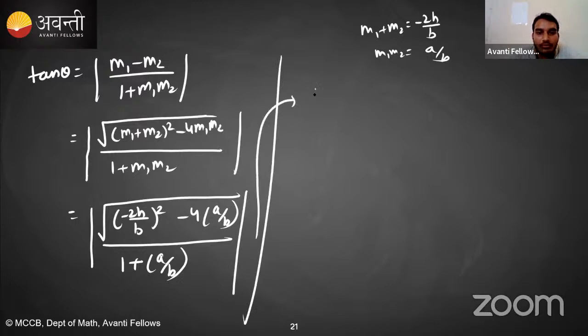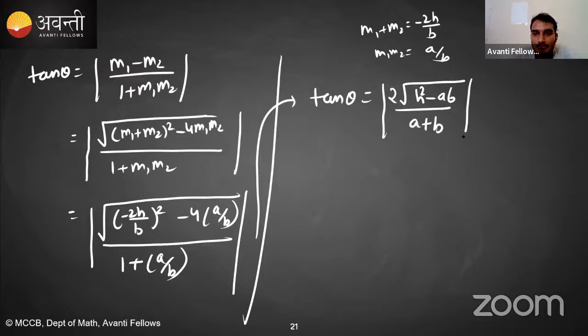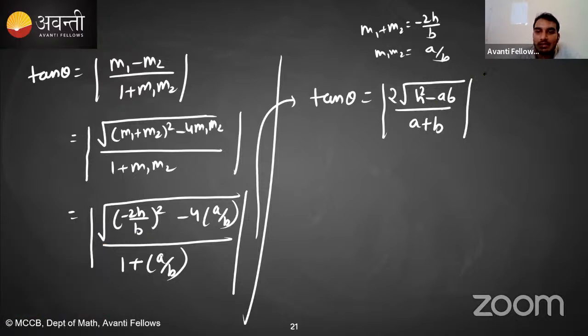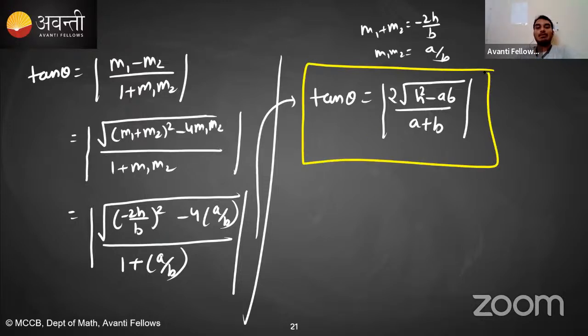So what does this give you? Tan theta is, simplify it a little more. If you simplify this, you will get 2 times under root of h square minus ab upon a plus b. Okay, this is what you will get. Simplifying will give this. So the angle between those two lines is 2 times under root of h square minus ab upon a plus b.